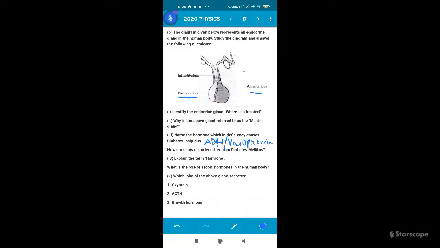Now your next question is, which lobe of the above gland secretes oxytocin, ACTH, growth hormone? You have to remember whether it is the posterior pituitary or the anterior pituitary which will secrete the following hormones. Oxytocin is secreted by the posterior lobe. I'm just writing P and A. So write posterior lobe. ACTH and growth hormone are both released by the anterior lobe. So this is the answer to your question. I hope this question is also clear. Very easy, but you should be thorough with the chapter.